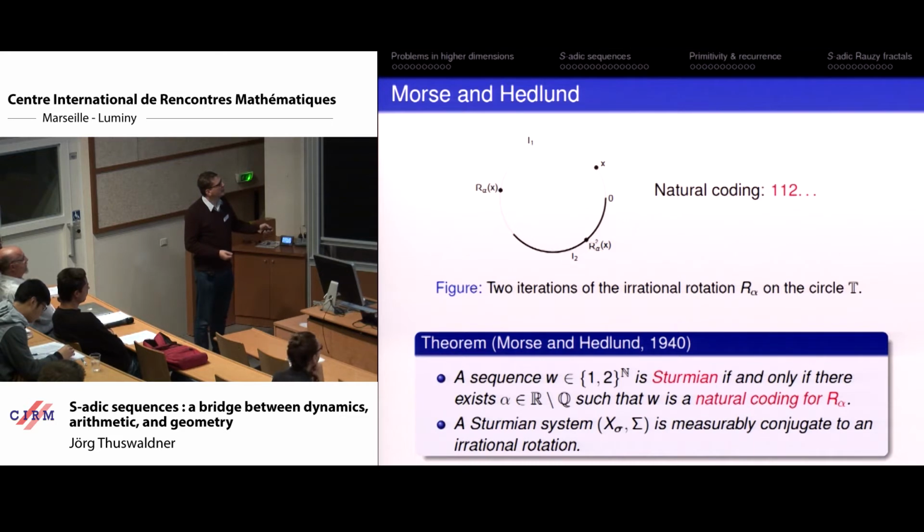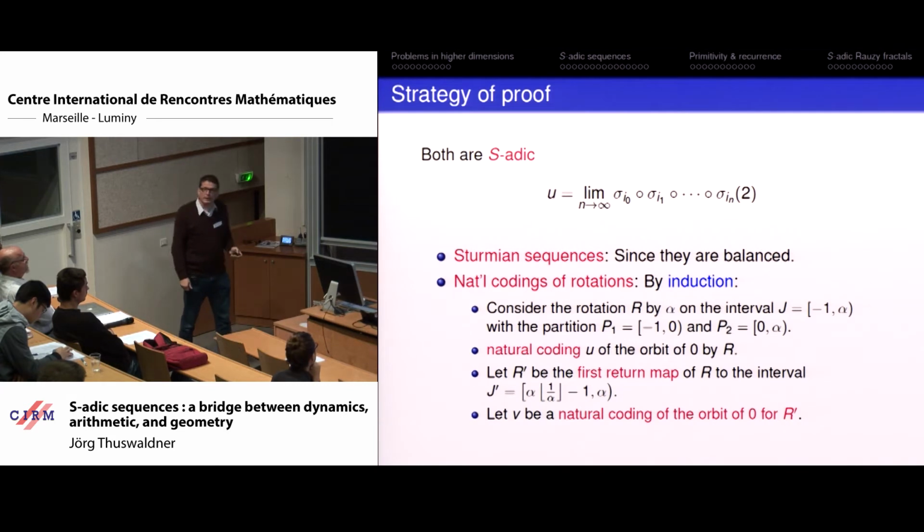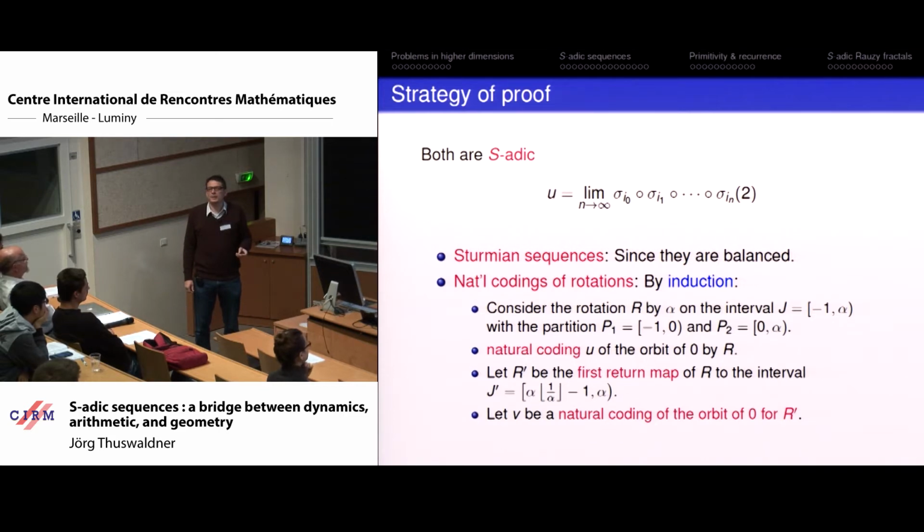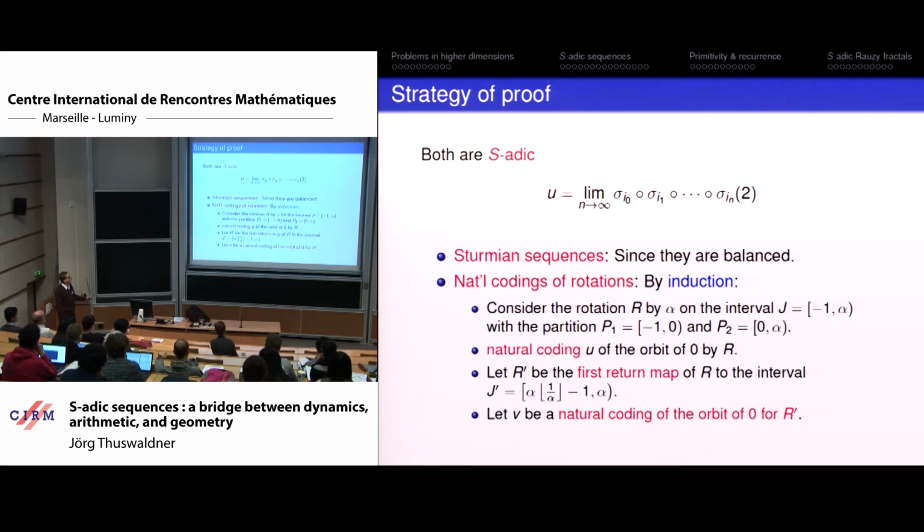So let's go back to the theorem of Morse and Hedlund. I talked about the proof. I just want to give you the highlights so that you see the basic idea and why continued fractions show up. So what we want to do, we want to show that both Sturmian sequences as well as rotations are S-adic. S-adic just means that they are generated by a sequence of substitutions.